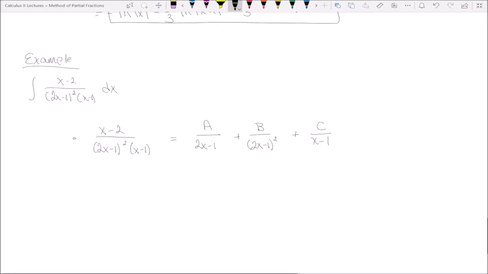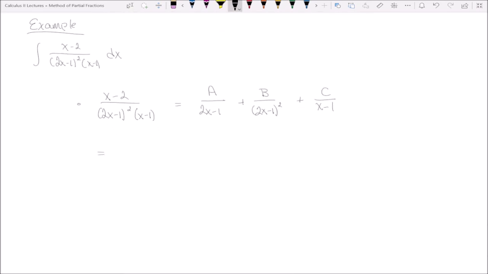Now again, let's go ahead and clear out our fractions. So x minus 2 is going to equal A times 2x minus 1 times x minus 1 plus B times x minus 1 plus C times 2x minus 1 quantity squared. Now again, all we did was multiply both sides of the equation by the denominator, 2x minus 1 quantity squared times x minus 1.